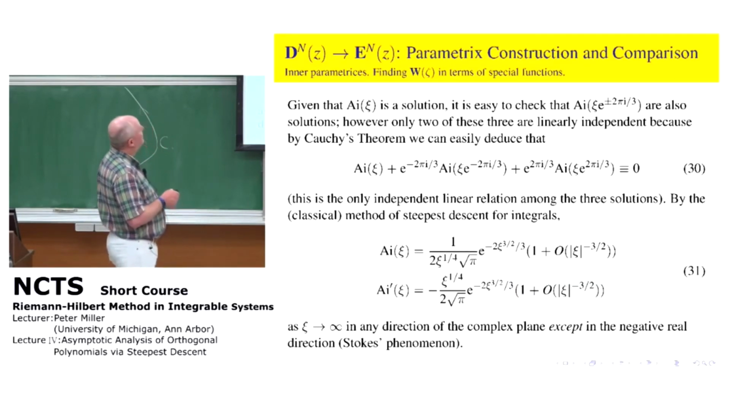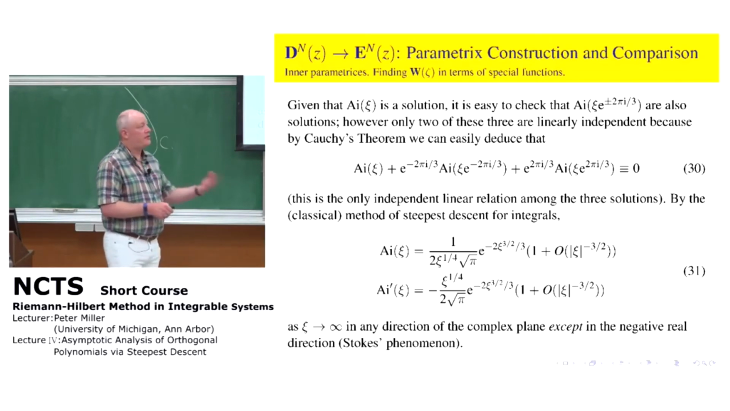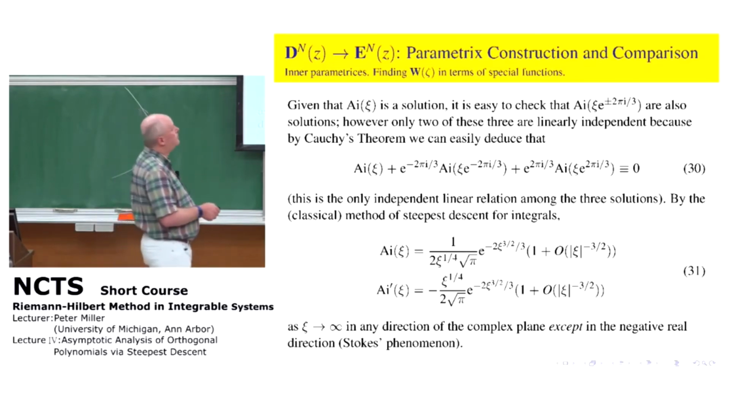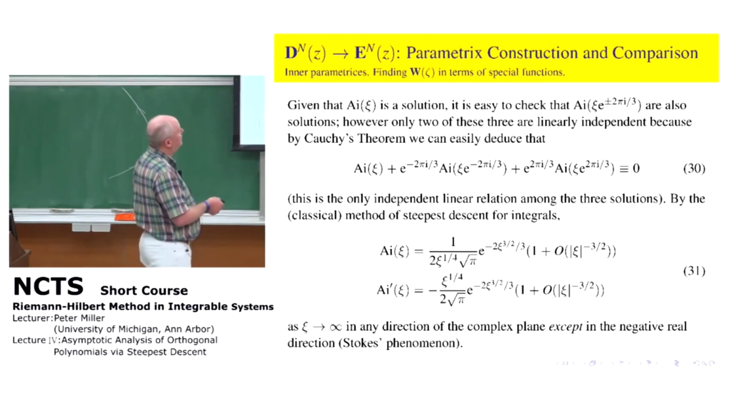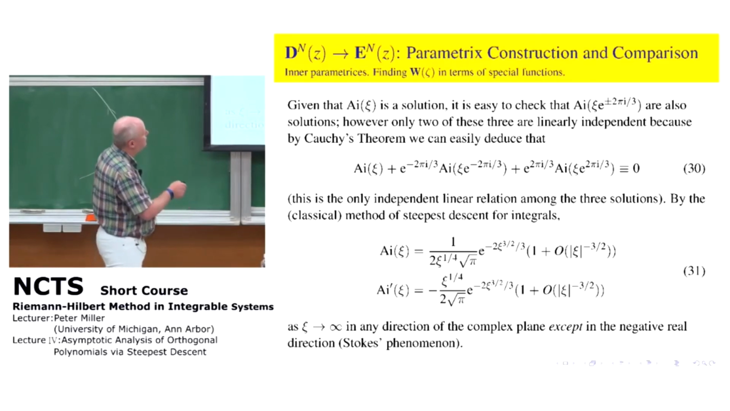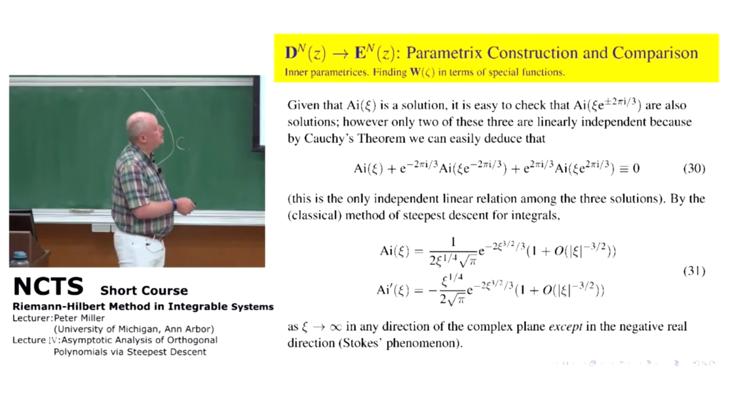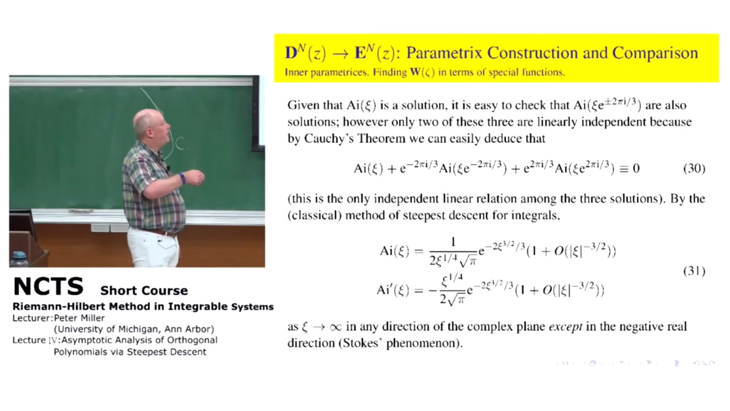All right, so given that Ai of xi is a solution, it's easy to check, and we already used this fact in the first lecture, that Ai of xi e to the plus or minus 2 pi i over 3 are also solutions of the same differential equation, but it's a second order equation. It only has two independent solutions, so there's got to be a relation, and using the Cauchy theorem you can check in this contour integration that this connection formula holds true. So these three solutions are not independent, they're related by this identity here, and that's the only independent linear relation among the three solutions.